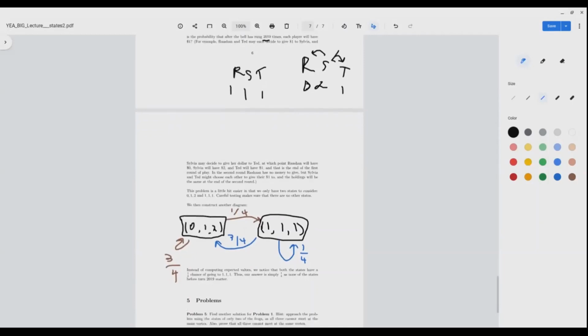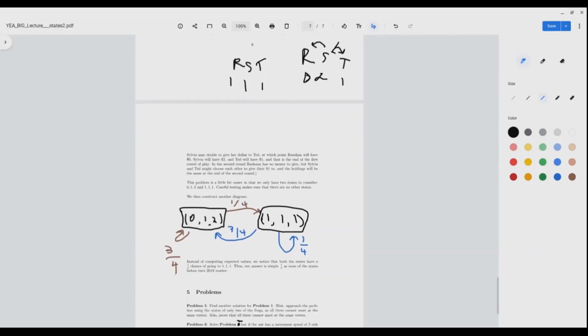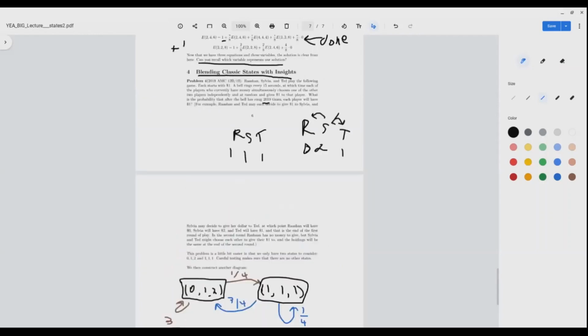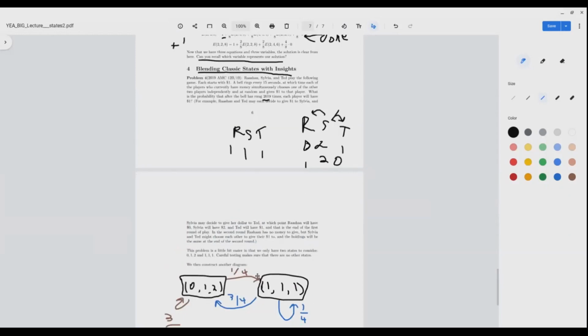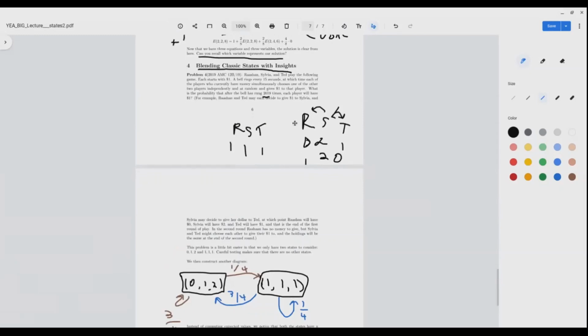So we then construct another diagram. There's a 3/4 chance of returning to itself when you have 0, 1, 2. It's either when these two give the money to each other, or Sylvia gives her money to Roshan and Ted gives his money to Sylvia, because then R has 1, S has 2, and T has 0, so it's still 1, 2, 0. And then there's a 1/4 chance of going to 1, 1, 1. And this only happens when Sylvia gives her money to Ted, and Ted gives his money to Roshan, because then it's 1, 1, 1.